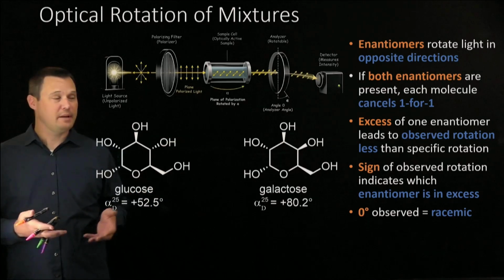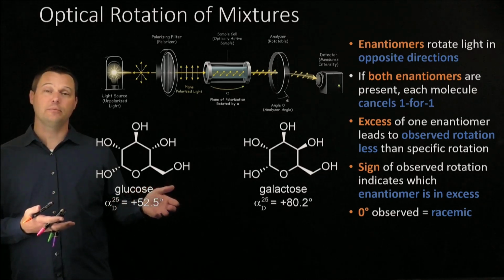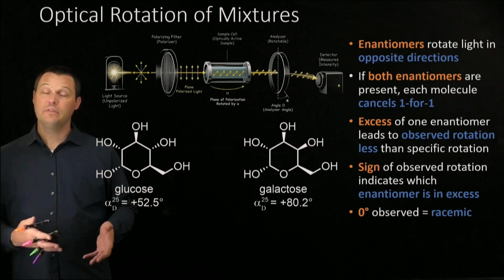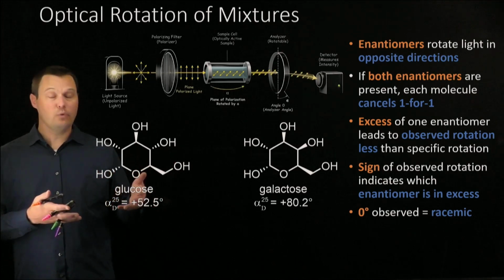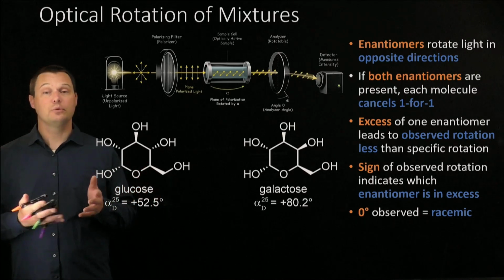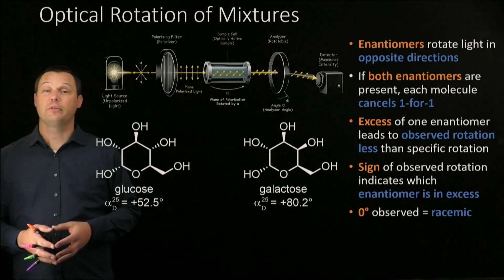One important point to make is about mixtures of diastereomers. Glucose and galactose are diastereomers. Some, but not all, of their stereocenters change their R and S configuration. We've seen earlier that enantiomers have equal magnitudes of optical rotation, but opposite signs. That is not true for a mixture of diastereomers. For diastereomers, there is no relationship for the optical rotation.